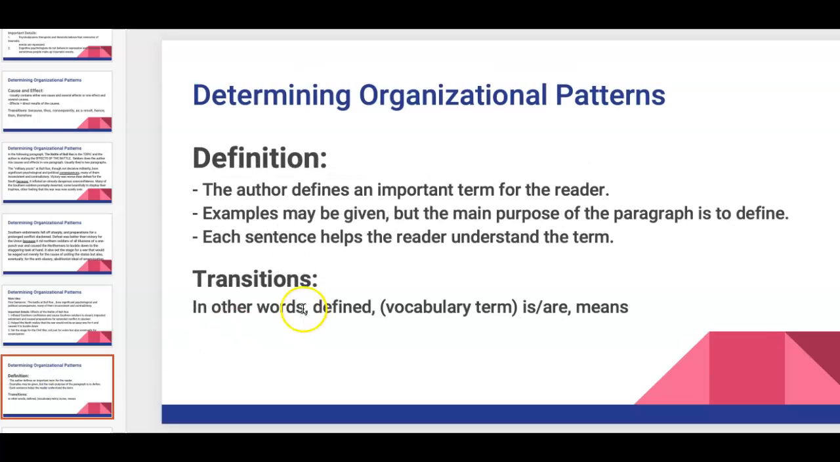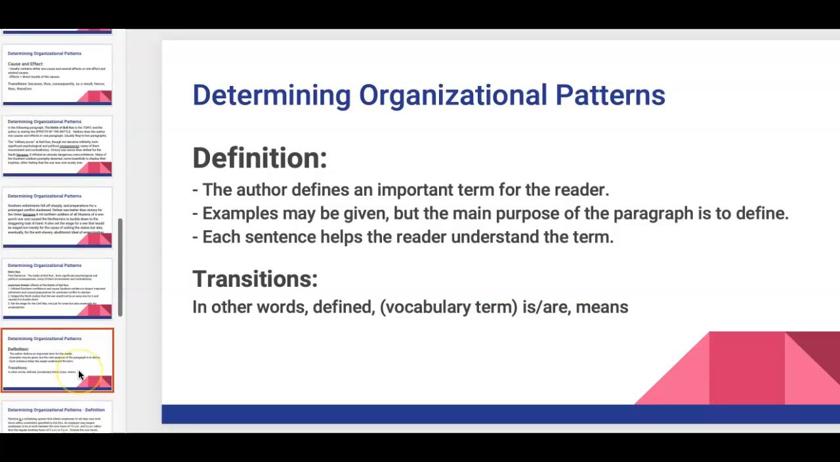Next one is the organizational pattern of definition. This is where the author defines an important term for the reader or an important event. Examples might be given, but the main purpose of the paragraph is to define. You're looking for in other words, or defined, or the vocabulary term is, or vocabulary terms are, and then the word means. Any of those are good signal words.